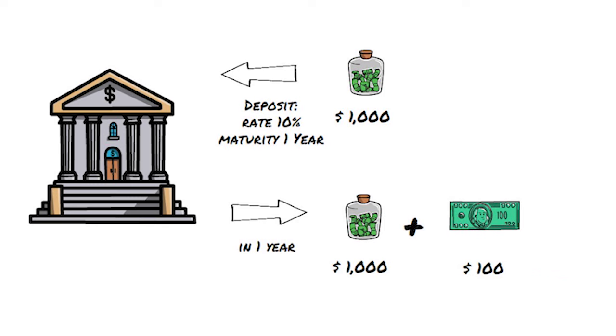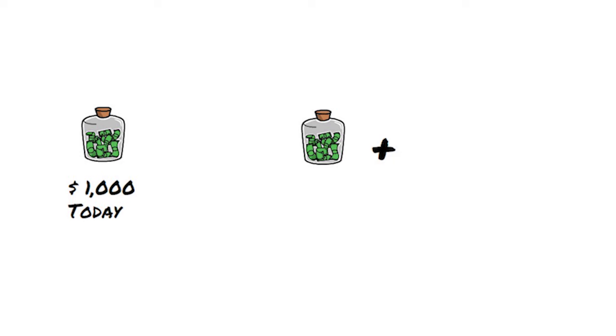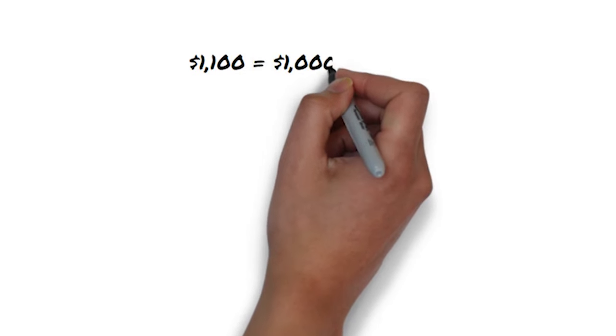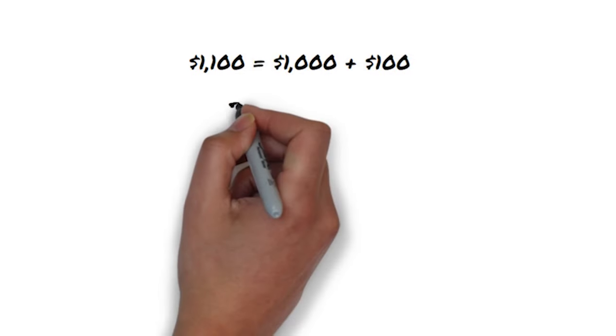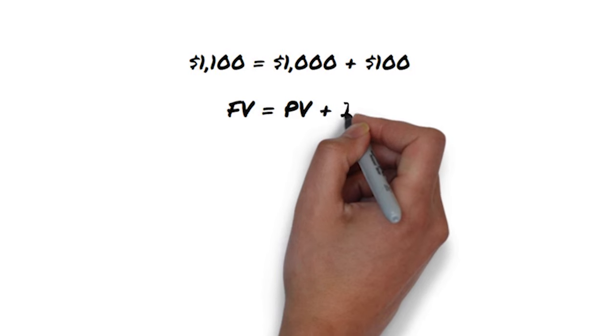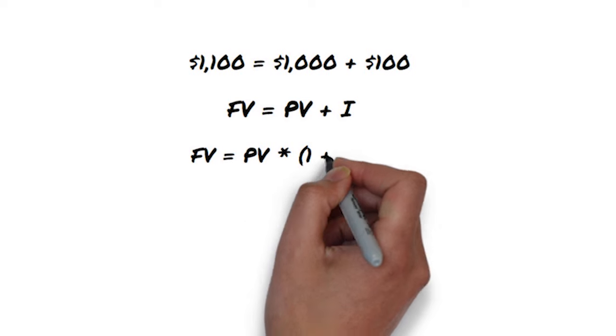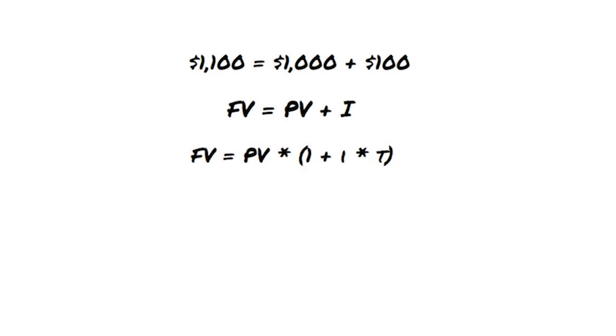Therefore, $1,000 received now and invested at a 10% interest rate for a 1 year time and $1,100 received in 1 year must have exactly the same value for a person that expects that very same interest rate of 10%. We can therefore represent the future value as the sum of present value and interest, and since interest is given by the product of present value, interest rate and time, we can substitute and obtain that the future value is equal to the present value times 1 plus the interest rate times the time, which is called the simple compounding.